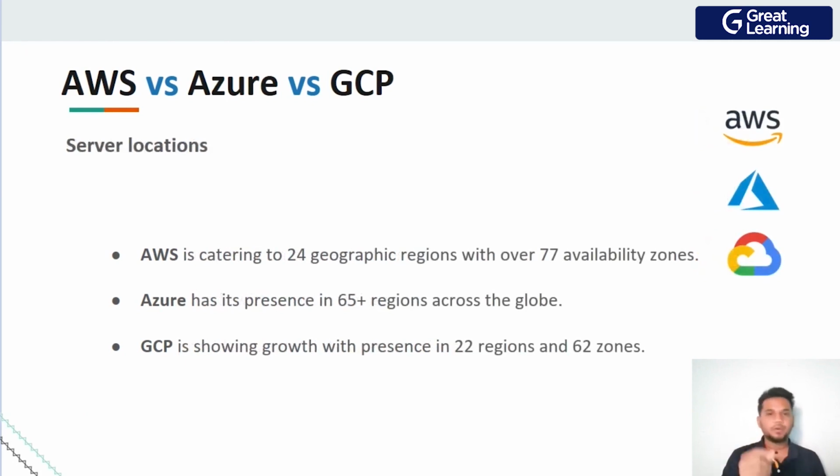The next thing which is very important that you guys have to understand is server locations. AWS here is again a little bit more popular because they're catering to 24 geographic locations and they have 77 availability zones. Now, when you quickly go on to the AWS site to check where they're available, you will be presented with a beautiful looking graph that will show you what are the regions that they are catering for. Similarly, Azure has their footprint in 65 plus regions across the globe, and GCP is showing immense amount of growth. In this particular case, they are present in 22 regions, and of course, they are looking at expanding rapidly from their existing 62 zones as well.